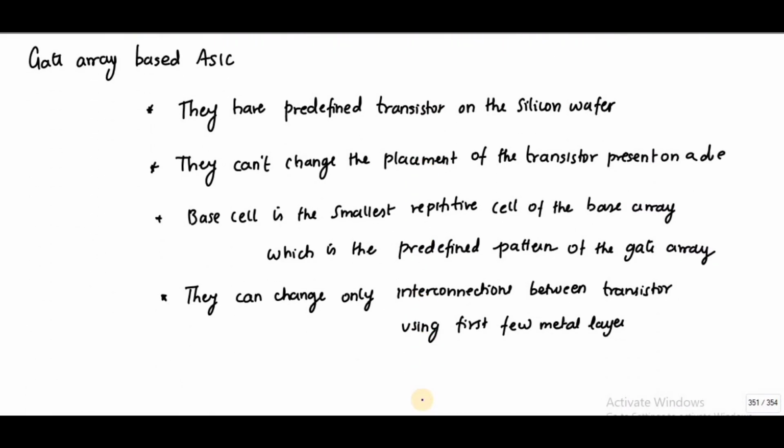So next one is gate array based ASIC. It has predefined transistors on the silicon wafer, so they cannot change the placement of the transistors present on the die. Here the base cell is the smallest repetitive cell of the base array, which is a predefined pattern of the gate array. So they can change only the interconnection between the transistors using the first few metal layers.